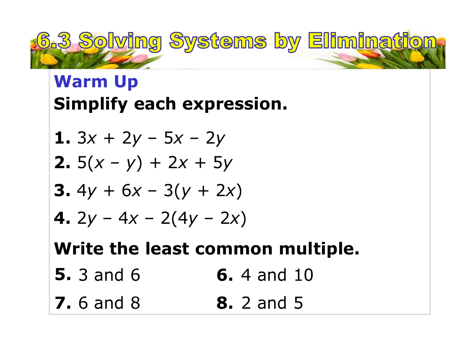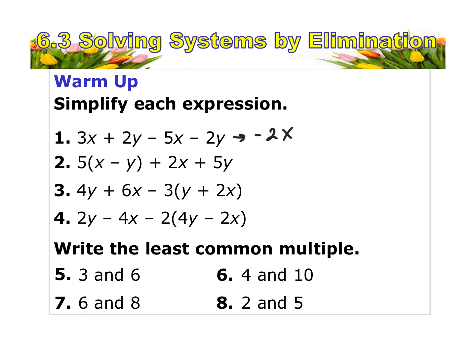So we're going over 6.3, solving systems by elimination. We're going to simplify each expression. We start off with 1, so we're going to simplify the 3x and the 5x. We're going to combine them into negative 2x. And we're going to combine the 2y with the negative 2y. But because they are the same and just different signs, we're going to subtract them. So we're going to end up with just negative 2x, as the 2y's would become 0.